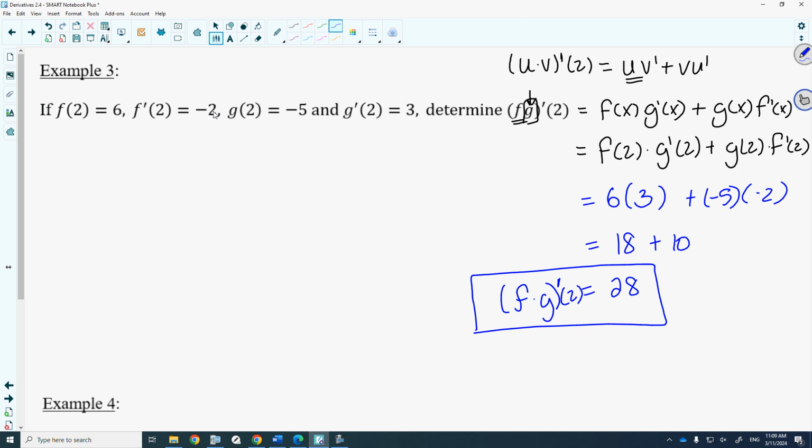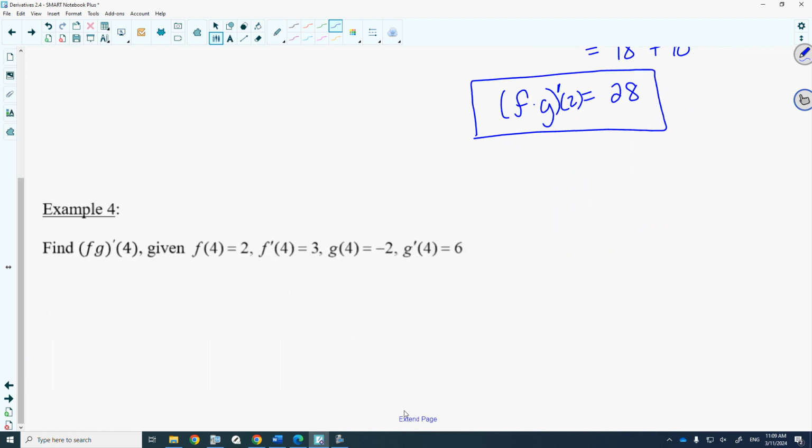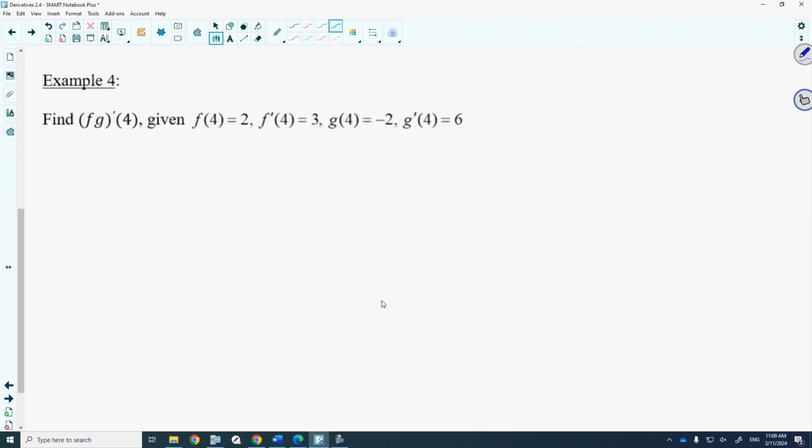Okay, there's a couple more of this exact style question. So let's do this one. So again, normally we've been doing u times v, and the derivative of that is uv prime plus vu prime. Well, we're going to use f's and g's for this style of question. So f times g, the derivative of the product of those two functions of x is equal to.